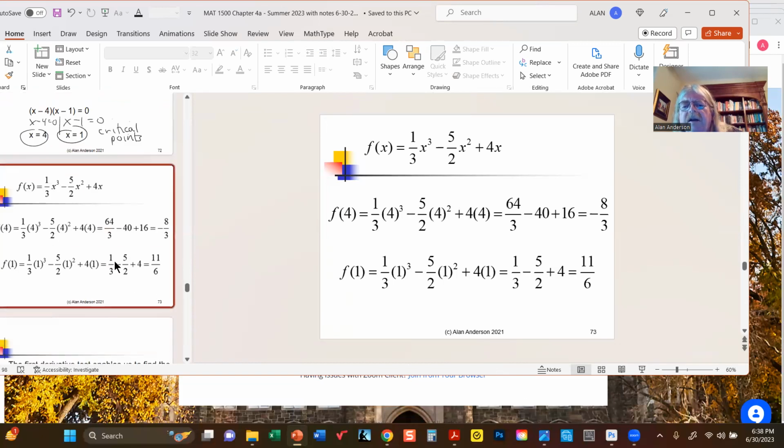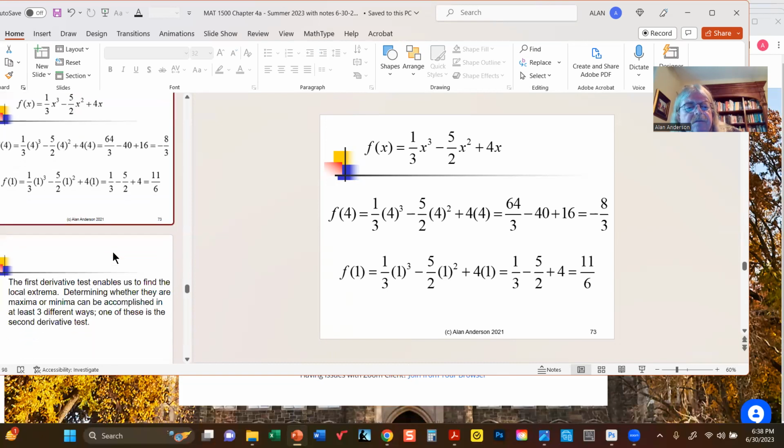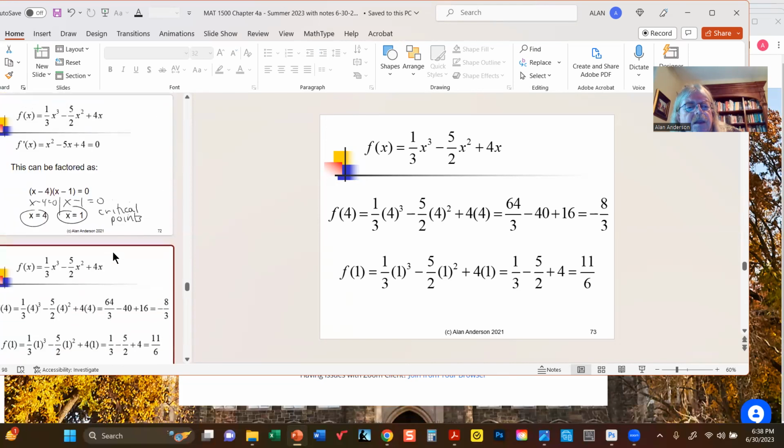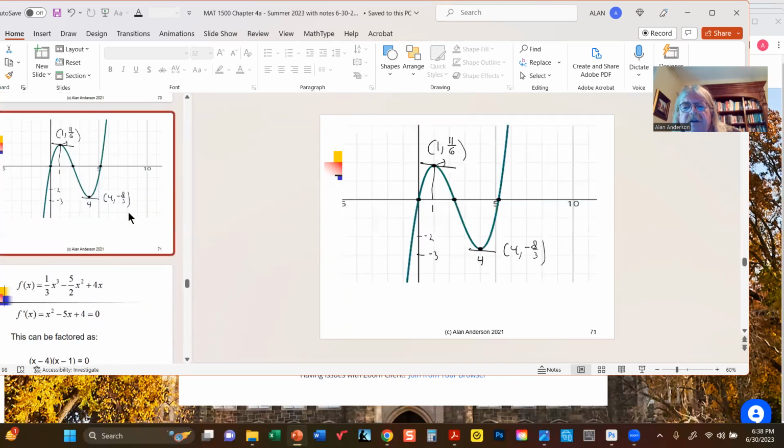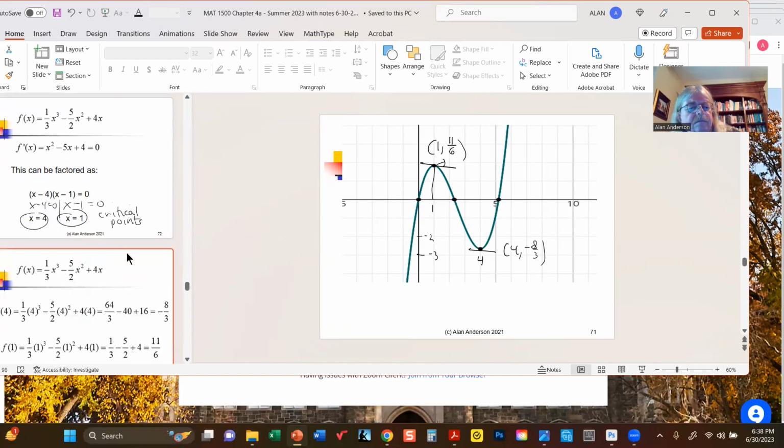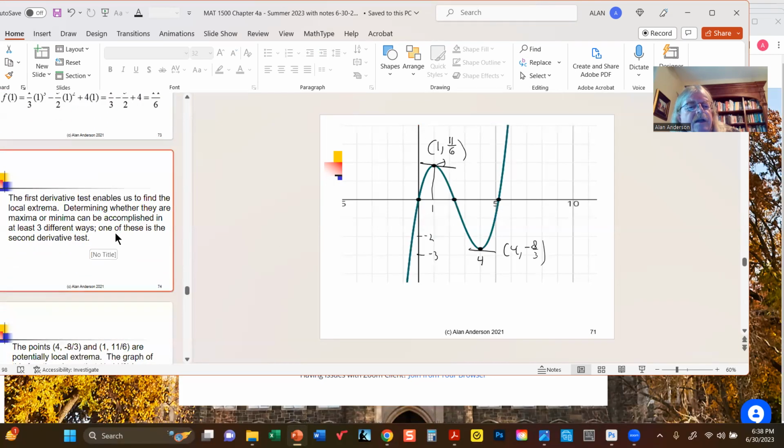All right, so here I plug them into the formula so you can see what the y values are. Okay, so that's where these 2 points came from. x is 1 and x is 4. Those are the corresponding y values. So we have to determine whether they are local maxima, local minima, or neither. How do we do that?